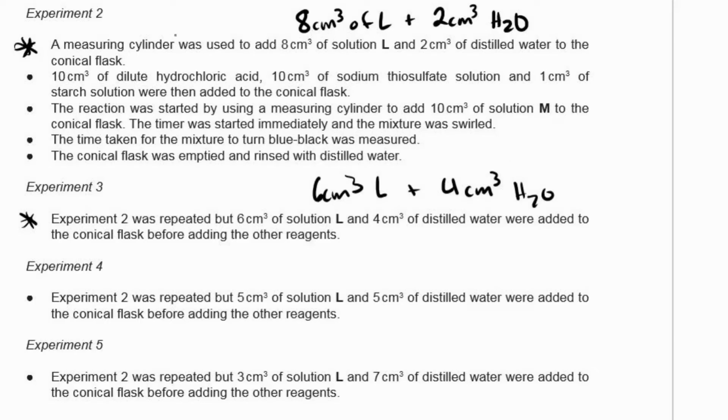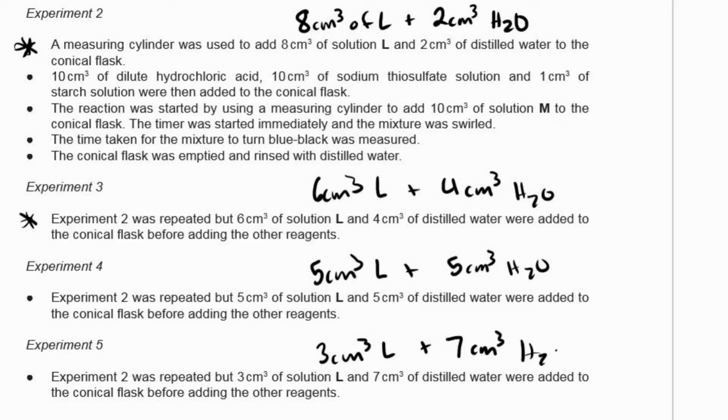So experiment 1, there was 10 centimeters cubed of L, then 8 centimeters cubed of L, then 6 centimeters cubed of L. Experiment 4 will be 5 centimeters cubed of L plus 5 centimeters cubed of H2O. And then experiment 5, we have 3 centimeters cubed of L plus 7 centimeters cubed of H2O. So it looks like a complicated experiment, but once you read past the first bit, it gets very straightforward. All they're doing is changing the concentration of L.